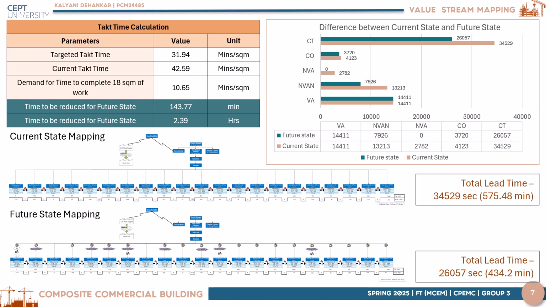The total lead time observed for current state mapping was 575.48 minutes, and total lead time observed for future state mapping was 434.2 minutes. From the value stream mapping activity, we concluded that 1 hour of non-value added but necessary activities was delayed due to same-day block mobilization, which could have been prevented with floor-wise pre-positioning of materials. Also, the waste categories like transportation and unutilized talent observed guided the application of lean construction principles.